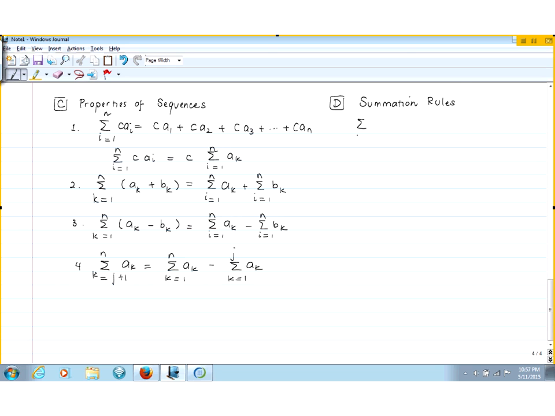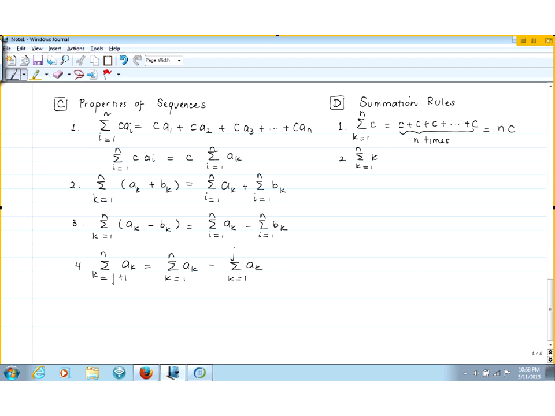Summation rules. Number 1, sigma k goes from 1 through n of c. This is equal to, what I was writing before, c plus c plus c. How many times? n times, because you're counting 1, 2, 3, so n times. So this is equal to n times c. Alright? So c is a constant.